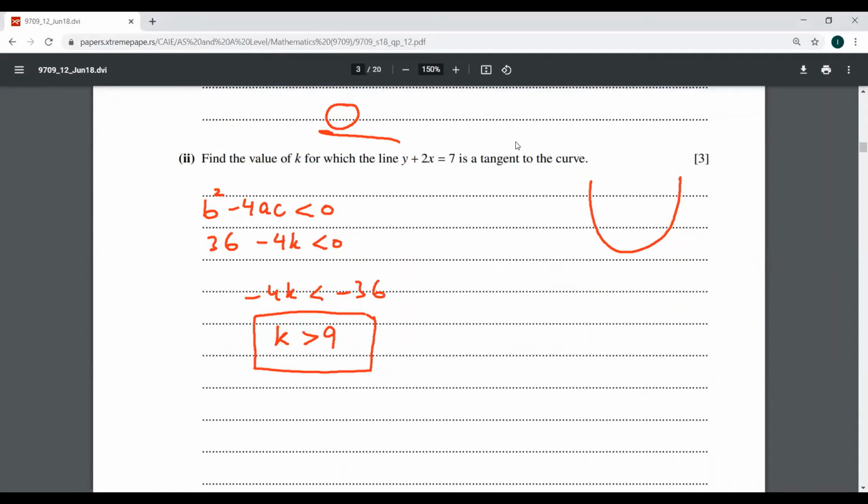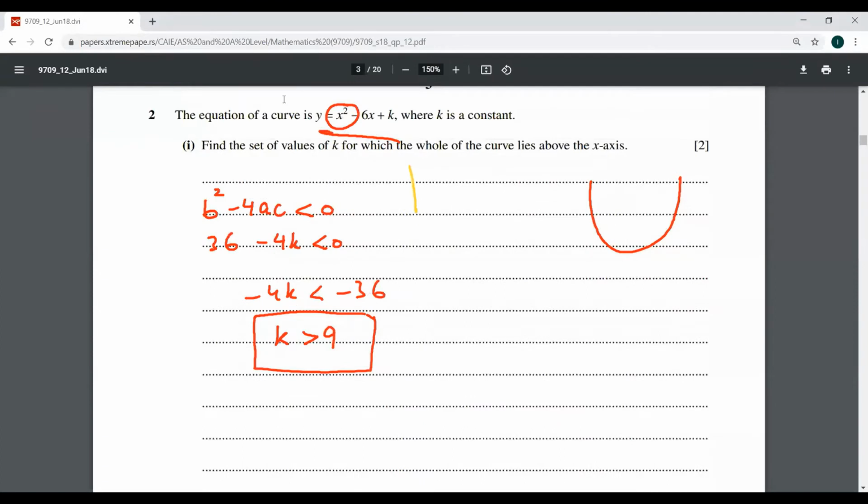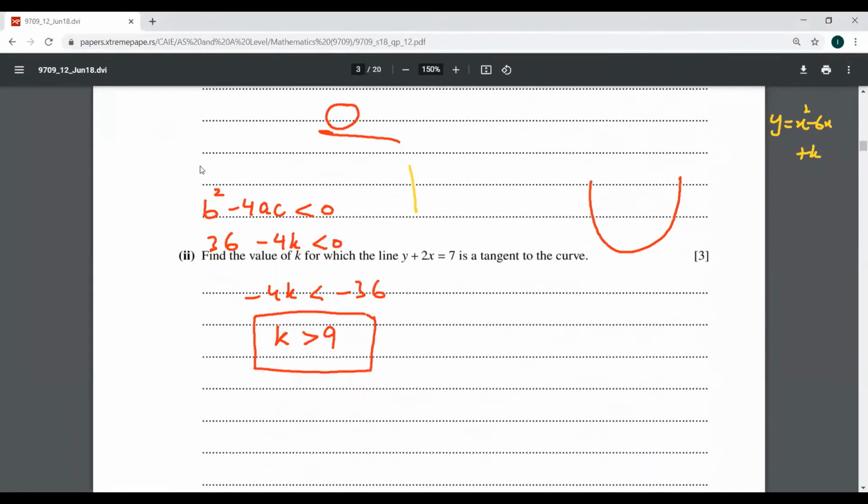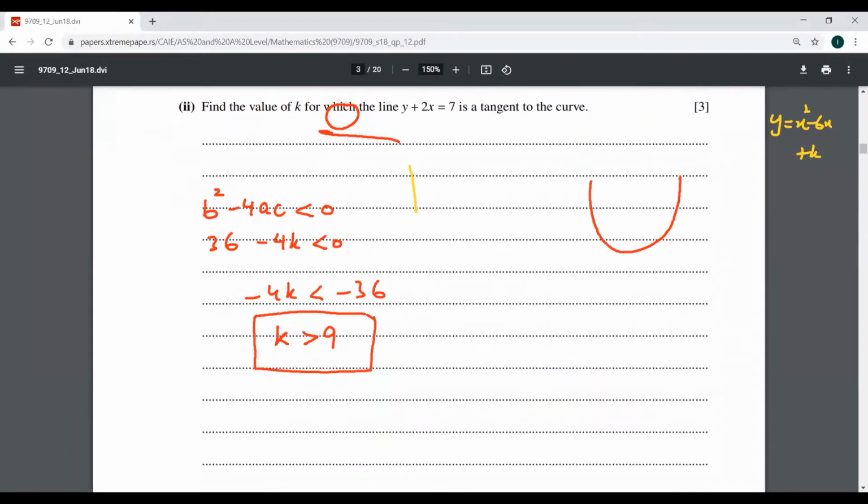It says find the value of k for which the line is a tangent to the curve. I'll have to write that equation on the side here. This equation is y is equal to x squared minus 6x plus k. I think he has set the whole question on the concept of this discriminant.